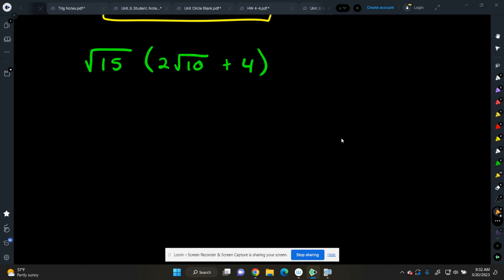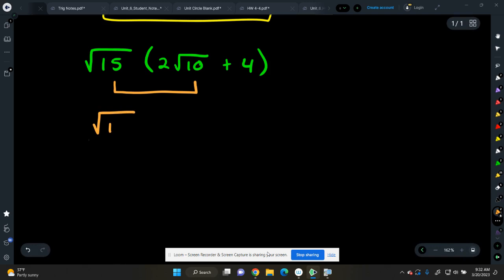Okay, so what do we do here? What do we do? Brooke, what do we do? Distribute. Okay, we're going to distribute. Okay, focus on the math. Focus. So we have the square root of 15 times 2 square root of 10. We're not going to do anything with that right now. We're just going to leave it there for a moment because we're going to continue distributing.